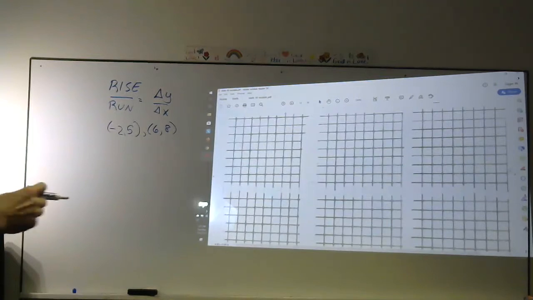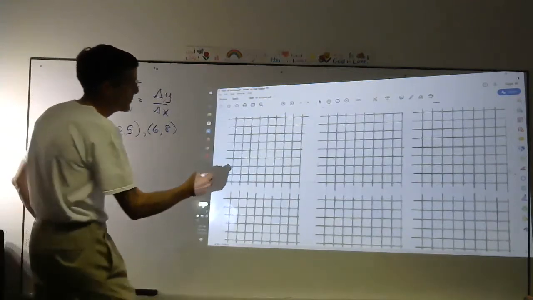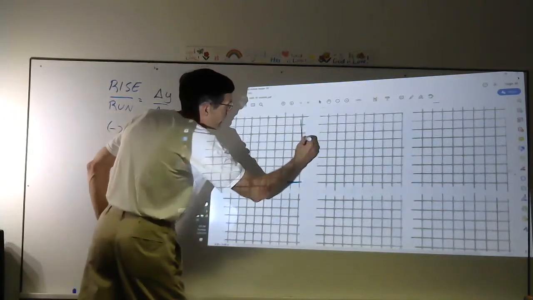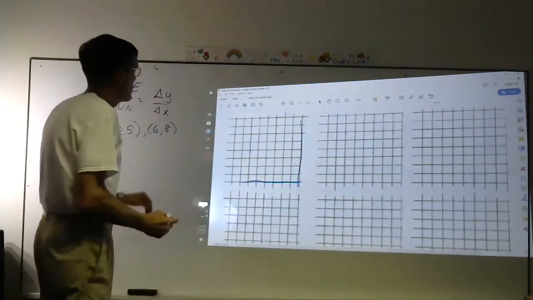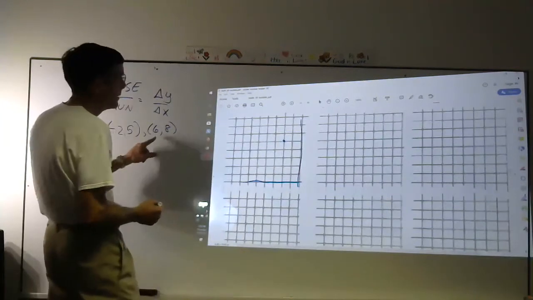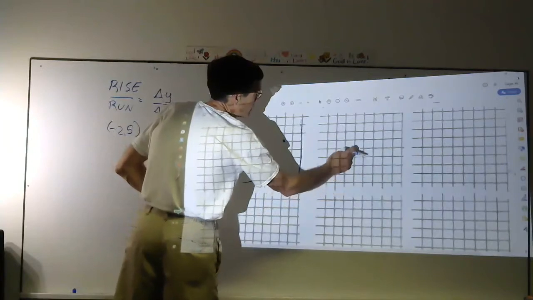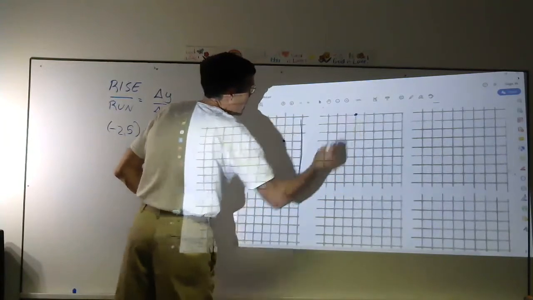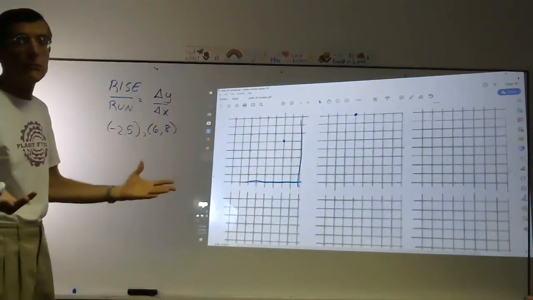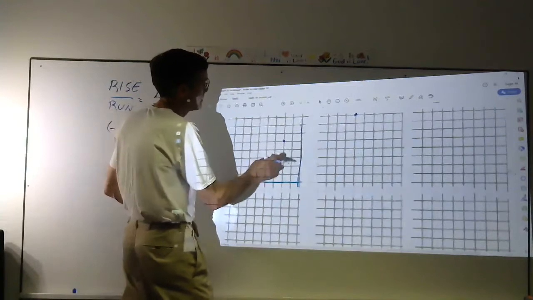Okay, if I get a piece of graph paper for this problem, here's the x-axis, here's the y-axis, okay? I'm going to plot these points. -2 is back 2 and up 5, okay? +6, 1, 2, 3, 4, 5, 6, and up 8, 1, 2, 3, 4, 5, 6, 7, 8. There's the 2 points. I want to know the slope. You can plot the points and you can count blocks. I don't care. If you want to use this, that's fine.